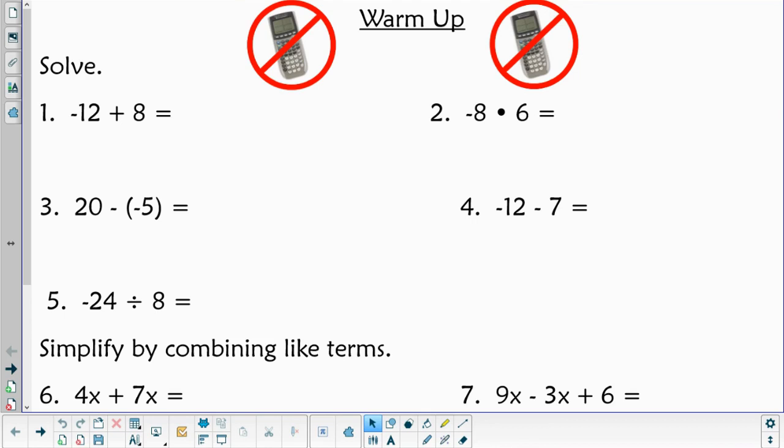This is the first part of lesson 2.1. It's an introduction to linear equations. So to start off, let's see what you know. Try not to use a calculator for the warm-up. Pause your video and see what you know.